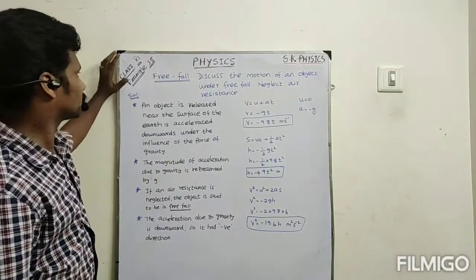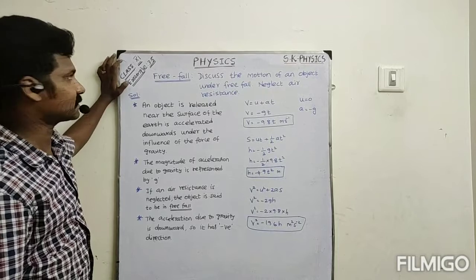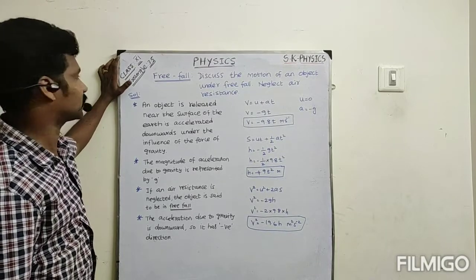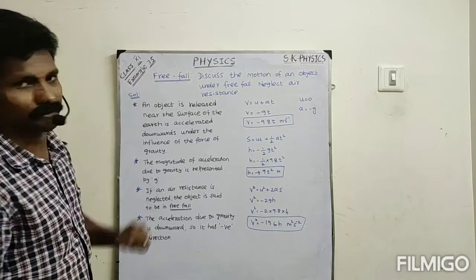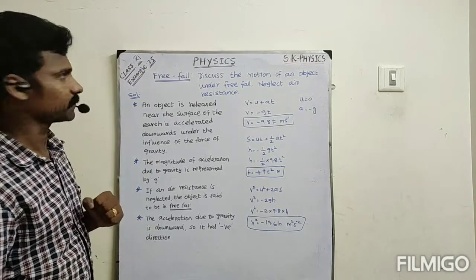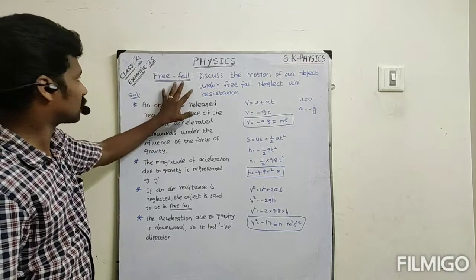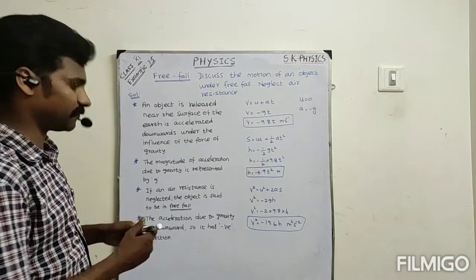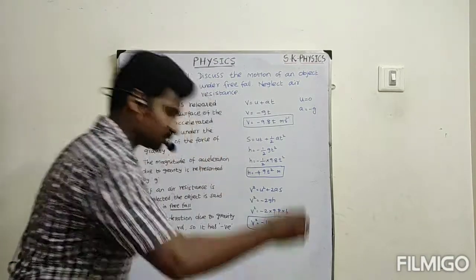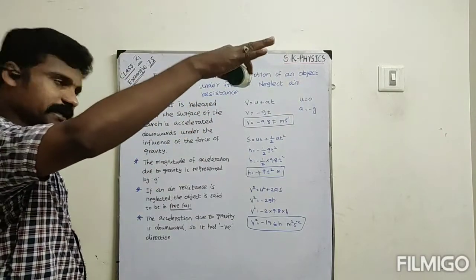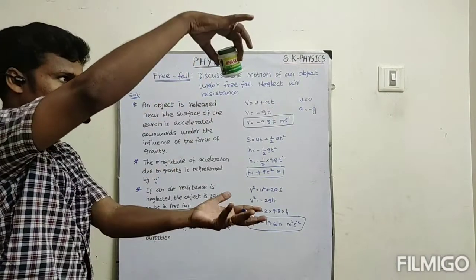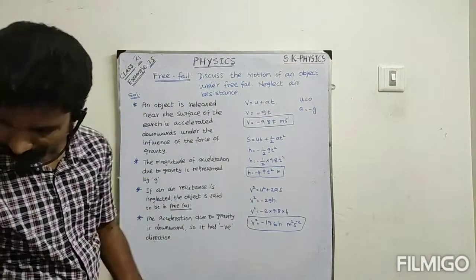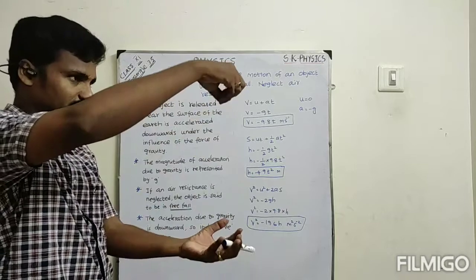Dear students, see the next one, Class 11th, Motion in a Straight Line, NCERT example problem number 3.5. See the question. It is based on free fall. Free fall means we don't need to give any initial velocity, we just leave the object. No need to throw, just leave the object.